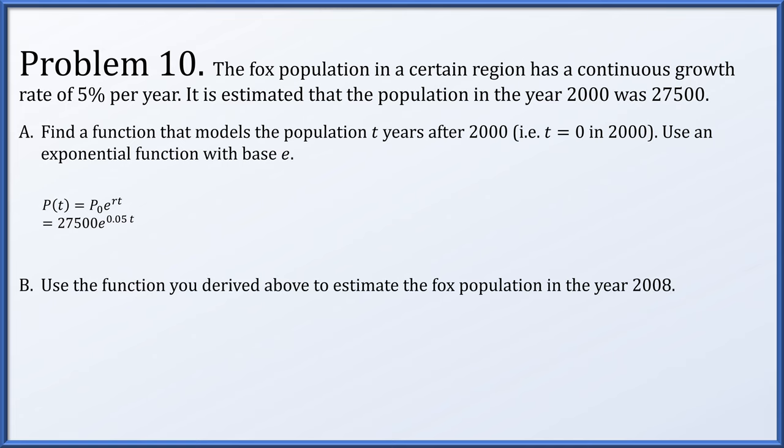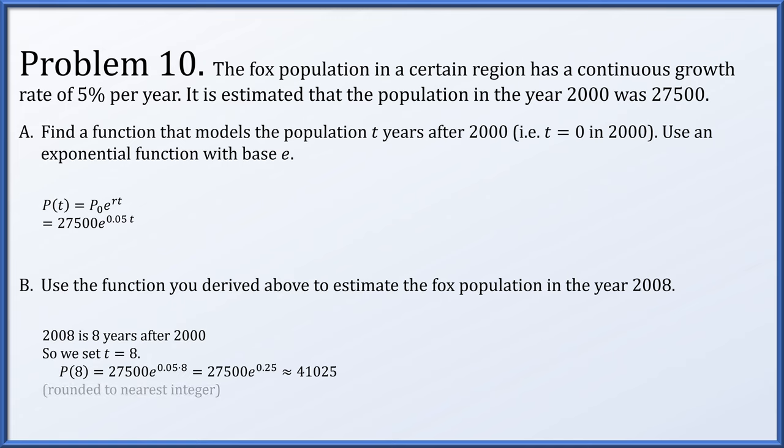Next, use the function you derived to estimate the fox population in the year 2008. So 2008 is 8 years after 2000, so we set t equal to 8 and just plug it into the formula we derived in part A. This works out to be about 41,025, which we rounded to the nearest integer since we are counting foxes and we usually don't have something like 0.27 of a fox.